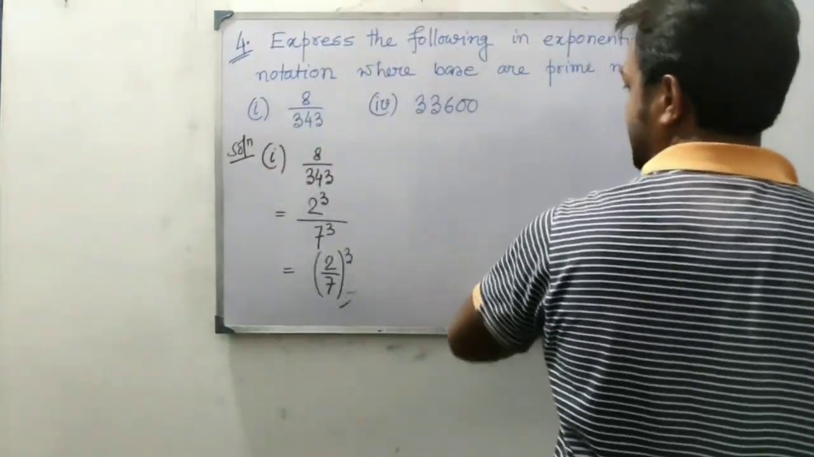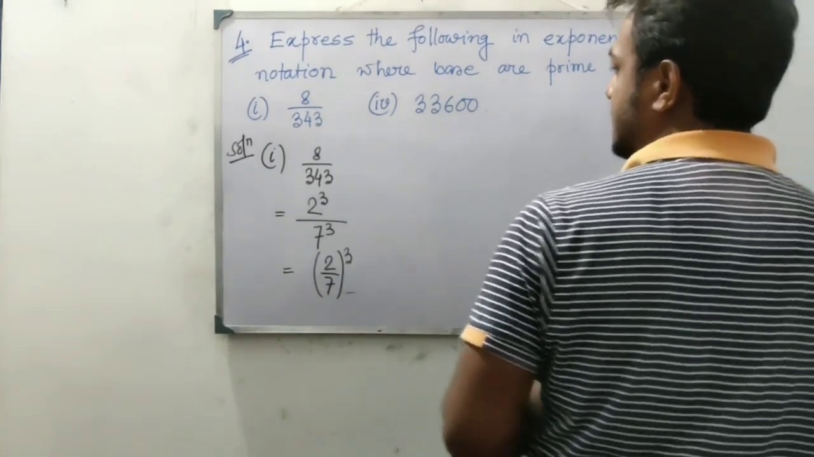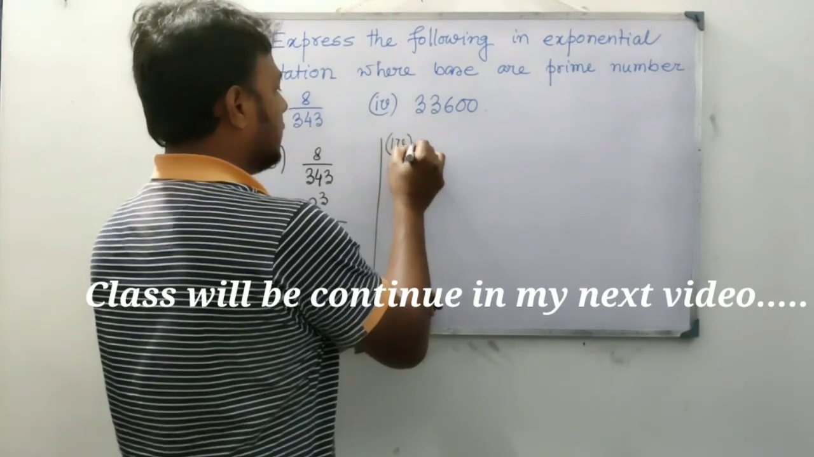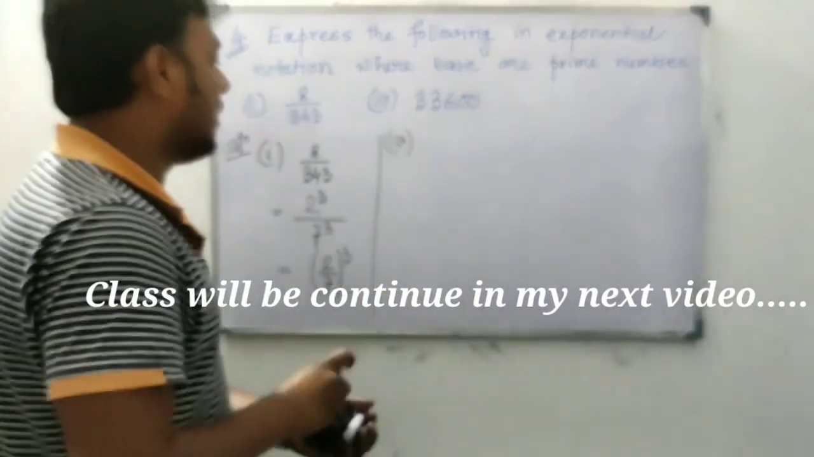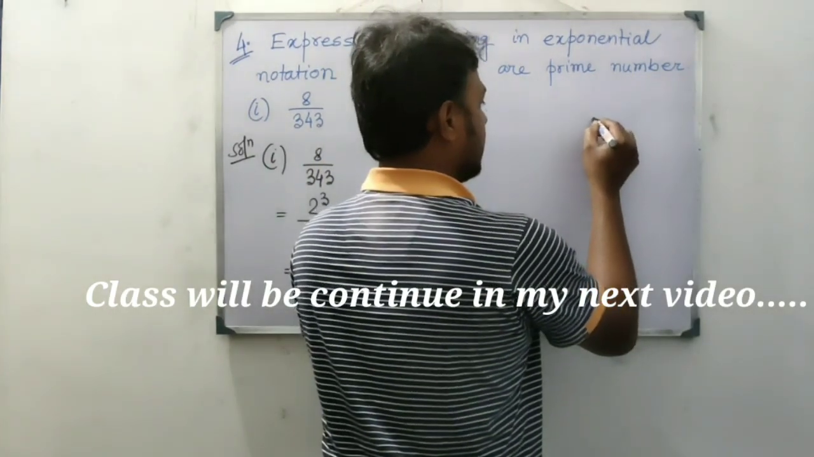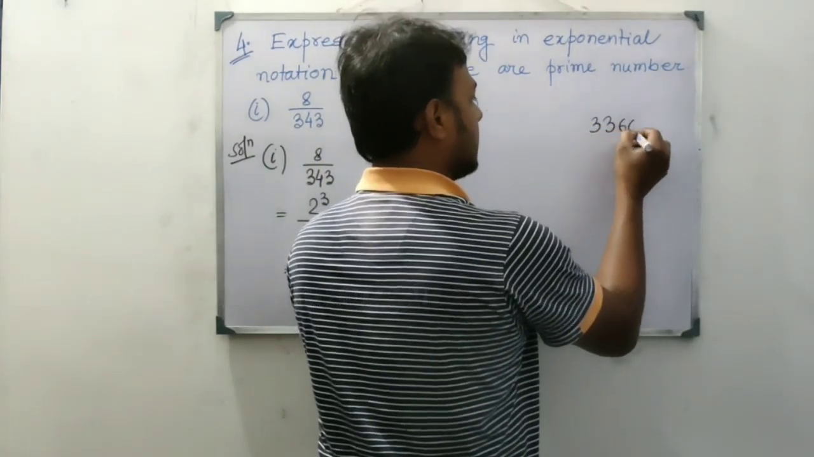Second one. See the second one. Sorry, fourth one. For the fourth one, you have to factorize 3360.